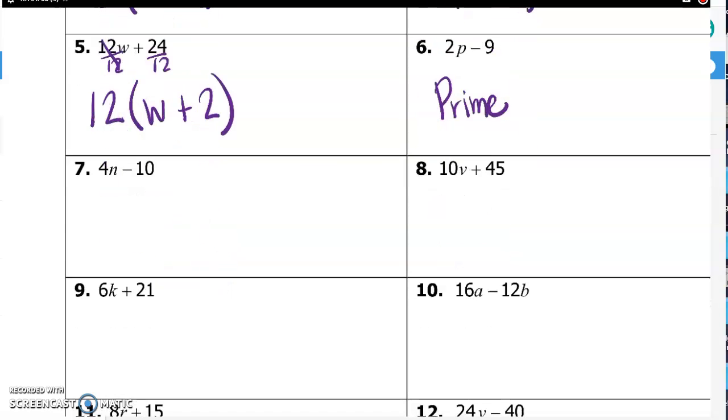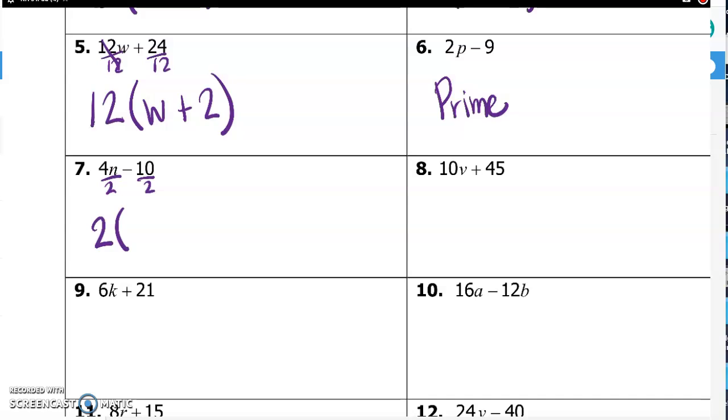Number 7, does 4 go into 10? No, it does not. So then ask yourself, well, what goes into 4? That's 2. 2 does go into 10. So 2 is our greatest common factor. So 2 is what we're going to write on the outside. Then we divide everything by 2.